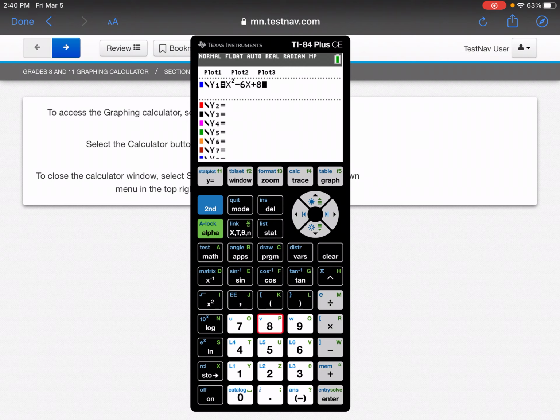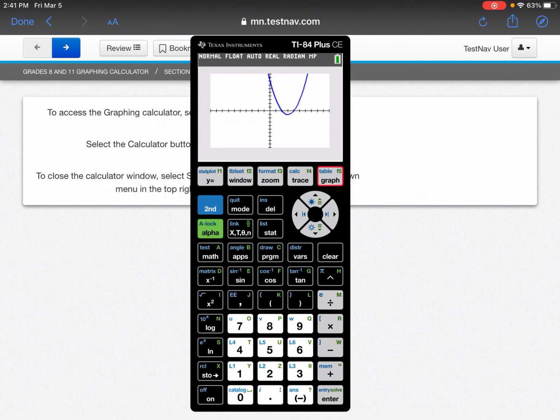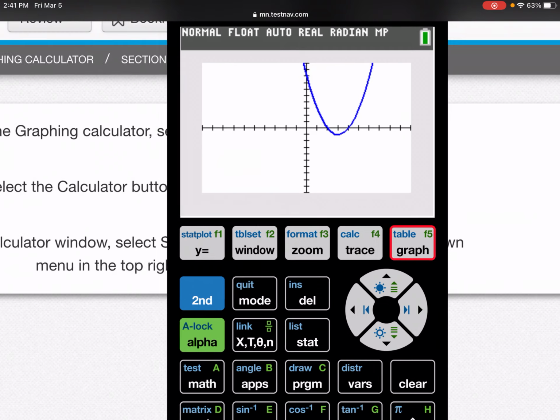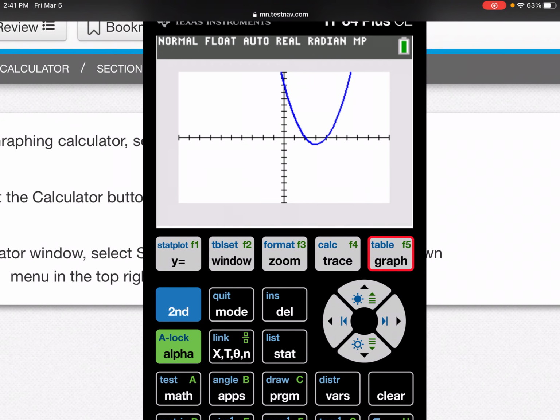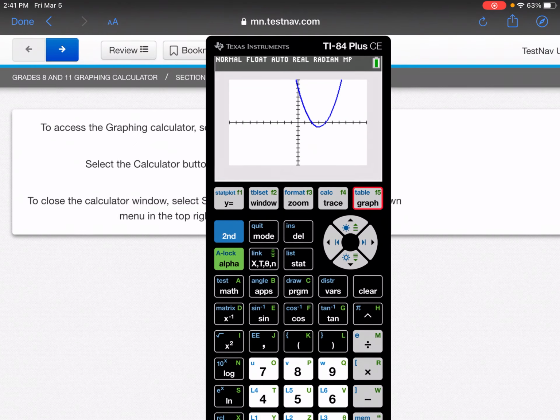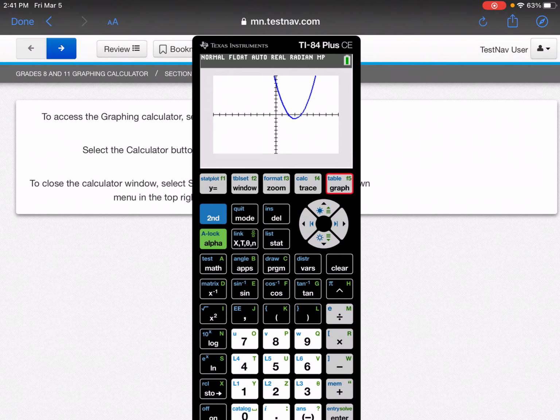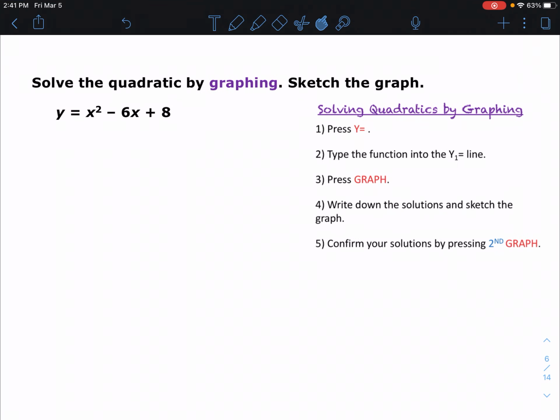Okay, so now that I have that in there, this calculator will graph it for you. In the upper right, you can see the graph button. So I'm going to press that. Okay, now this gives me my graph. Now, where does it look like it crosses the x-axis? It looks to me like it crosses at 2 and at 4. Okay, so now I want to sketch that. I think it's 2 and it's 4. So I would say x equals 2, and I think it's x equals 4.